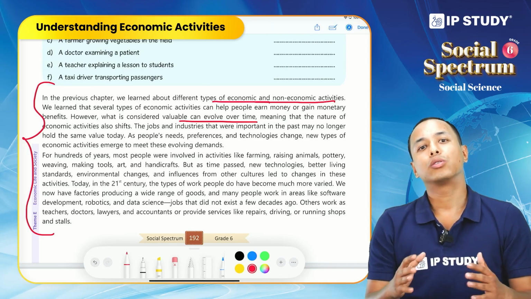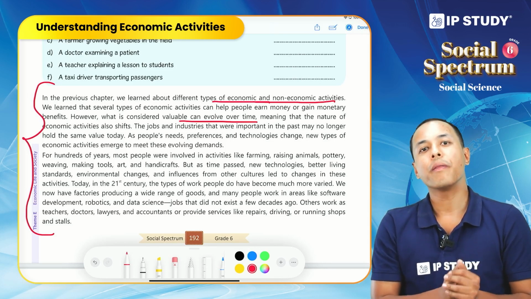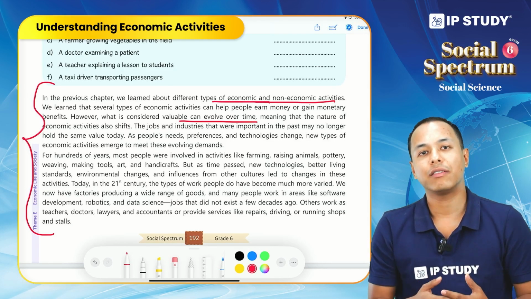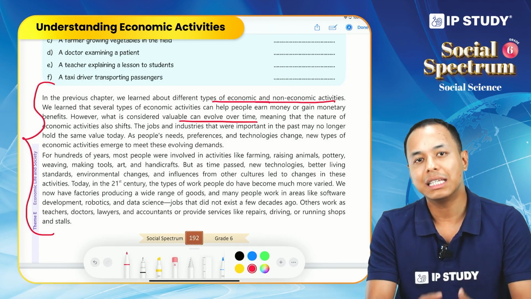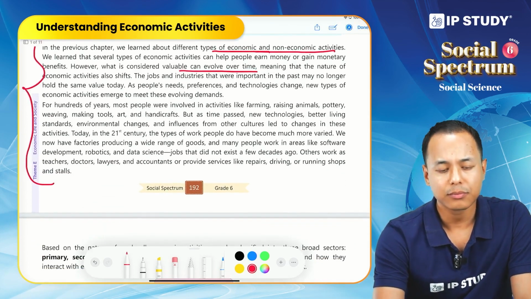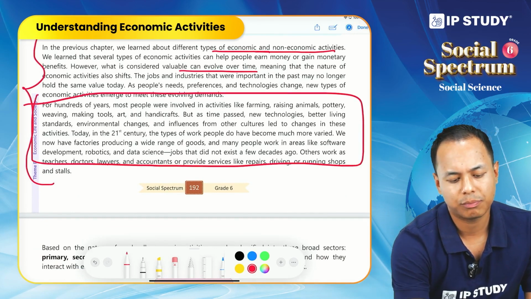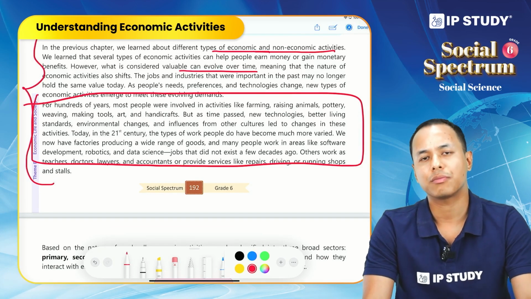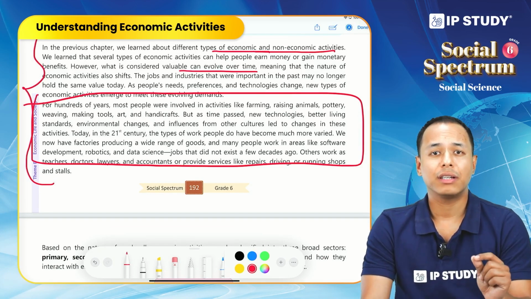So why does economic activity change or evolve? It is due to the changing nature of our demand or requirement. Economic activity exists based on our requirement or need. For hundreds of years, people were engaged in economic activities like agriculture, pottery, craftsmanship, weaving and so on. Okay, but today the economic activities have changed.